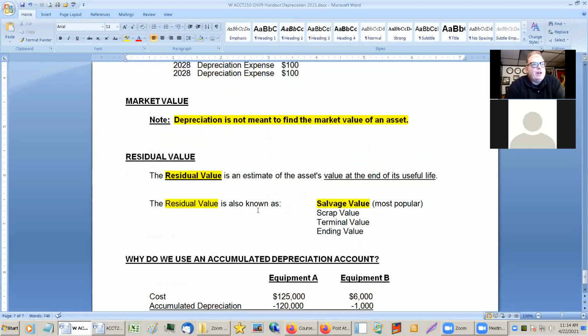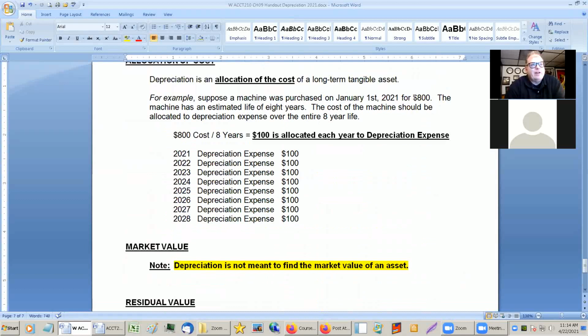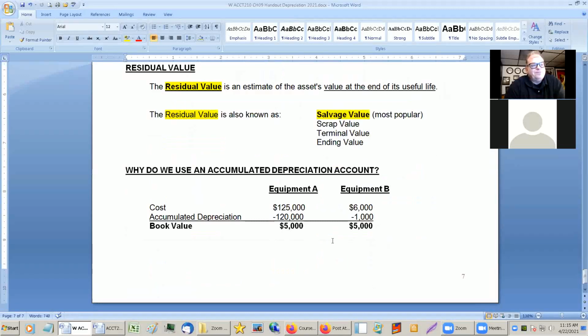Why don't we just write off? We bought this equipment for $800. Why don't we just subtract the expense out of the equipment? $800. Next year we take $100 out. The equipment will have $700 in the account. Another $100 at the end of the year is $600, and so on and so forth. Why don't we just do that? Two accounts: depreciation expense and whatever the asset is. Well, we don't do that.